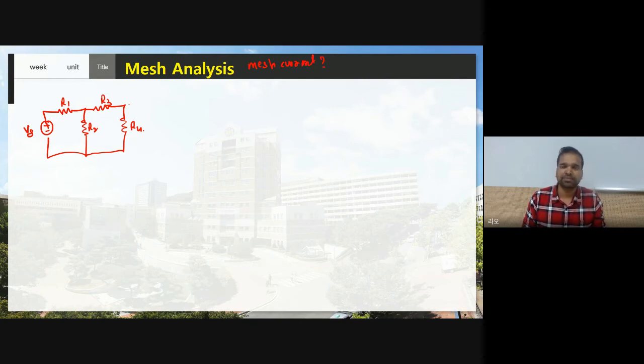Suppose, first, which analysis do I need to apply, either mesh or nodal analysis? Now in this circuit, we have only one voltage source. Then you can go for mesh analysis. Now we can apply mesh analysis only for a planar circuit. Now is it a planar circuit? Yes, this is a planar circuit because you don't have any crossover. Yes, then we can apply mesh analysis.